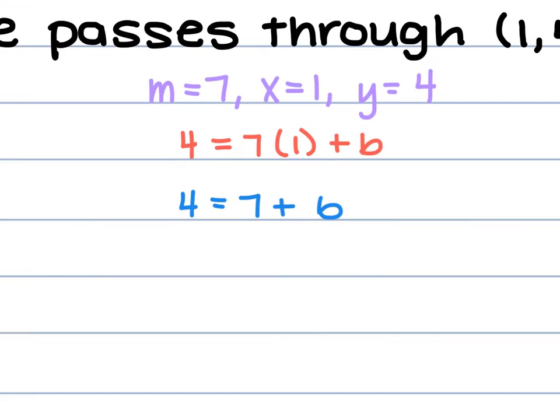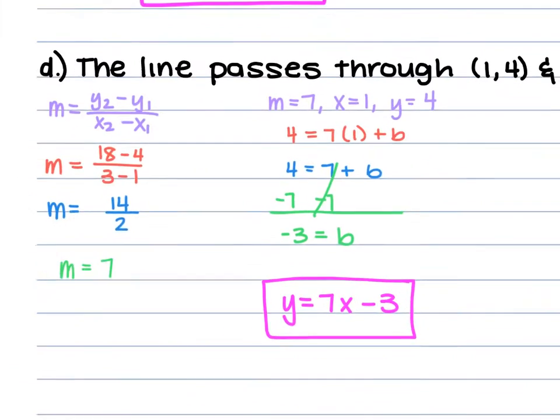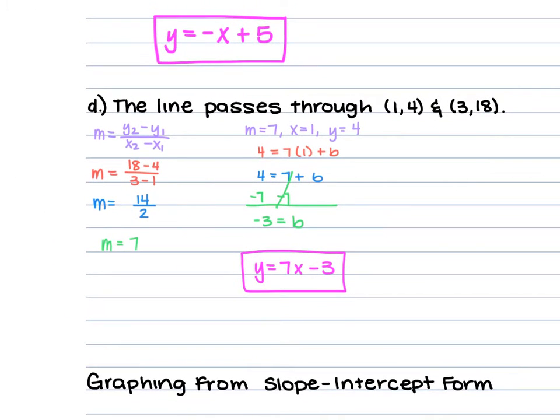Move the 7 over. Subtract it from each side. Negative 3 is equal to b. So now we have y is equal to m, which is 7, x, plus b, which is negative 3. It's a little bit more in depth here with this question.